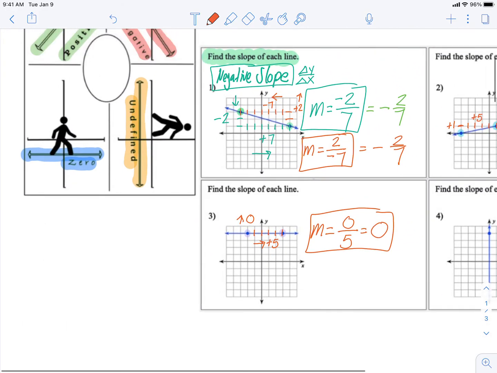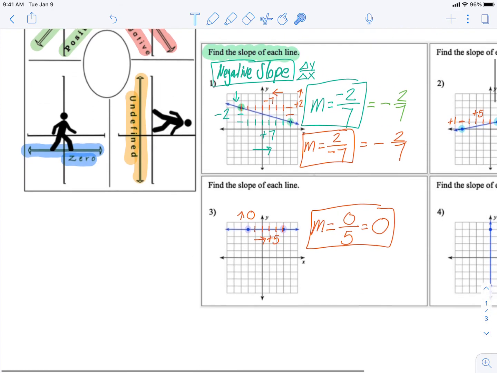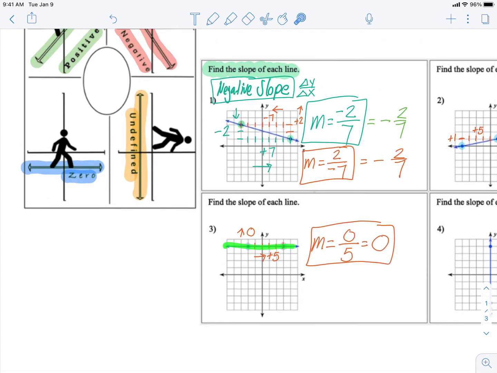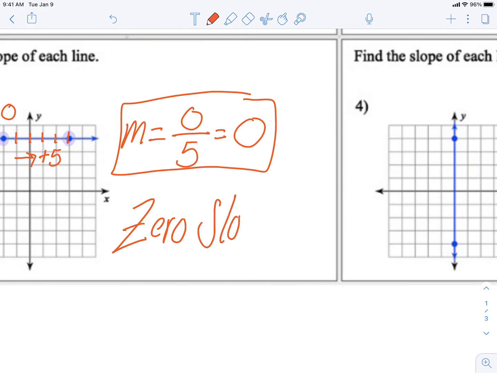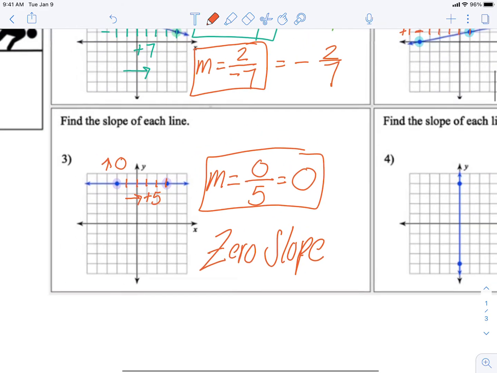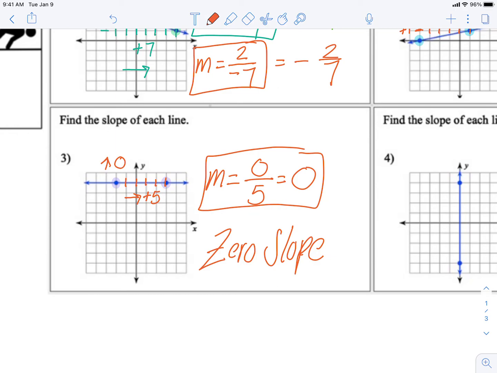Now, what kind of slope is it? Well, it's going to be easy, right? It's flat and it's flat. So that's a 0 slope. So we're going to say a 0 slope. There you go. Perfect.